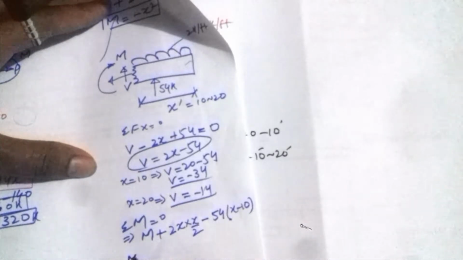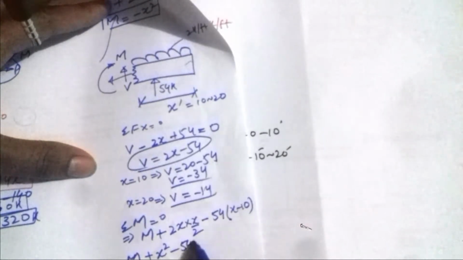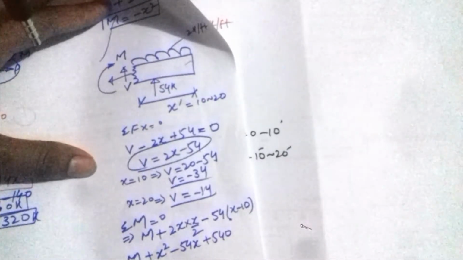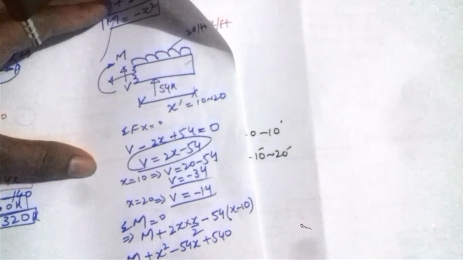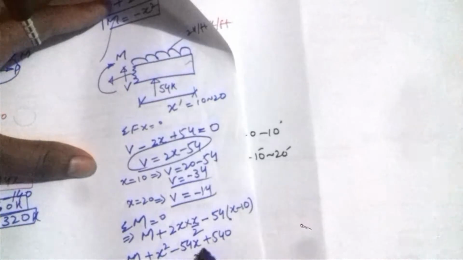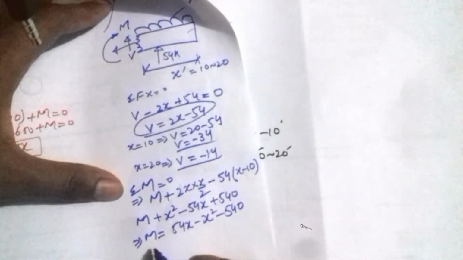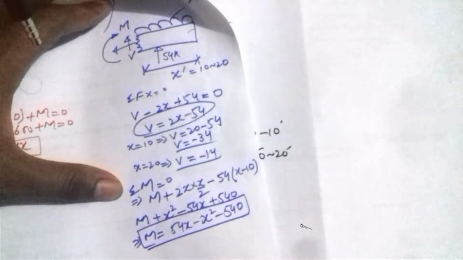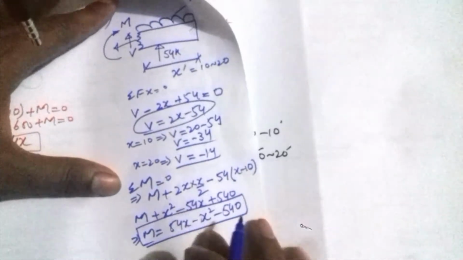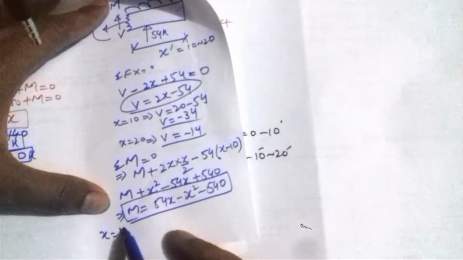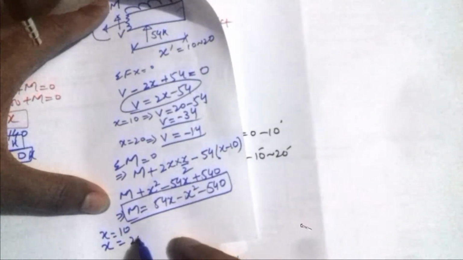So here it would be M plus x square minus 54x plus 540, so M is equal to 54x minus x squared minus 540. So this is the equation of the bending moment. Now for calculating the bending moment when x is equal to 10 and for x is equal to 20.